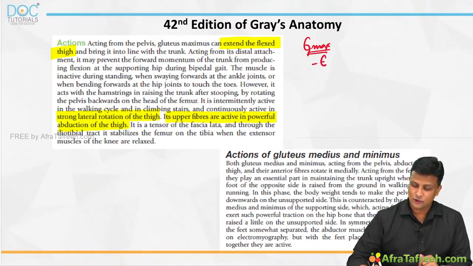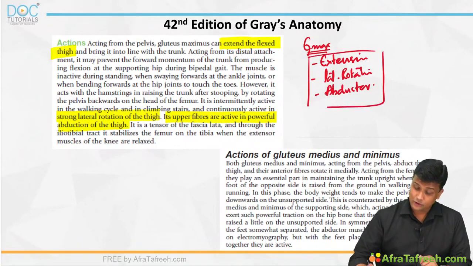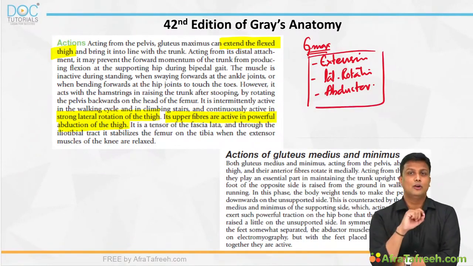Gluteus maximus is not only helping in extension at the hip joint, along with extension, it is also a very good, strong lateral rotator. It is helping in lateral rotation, as well as it is also a very, very good abductor. So abduction also.